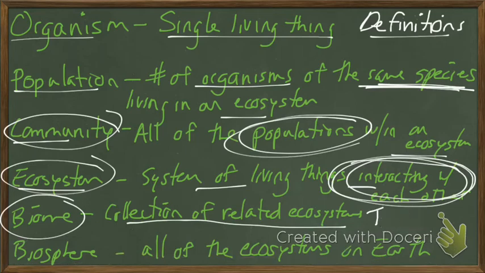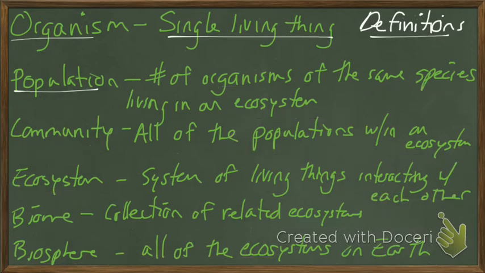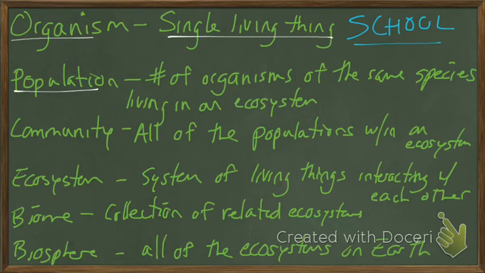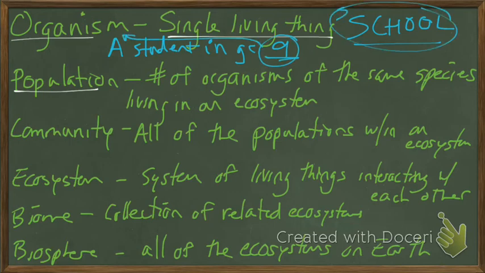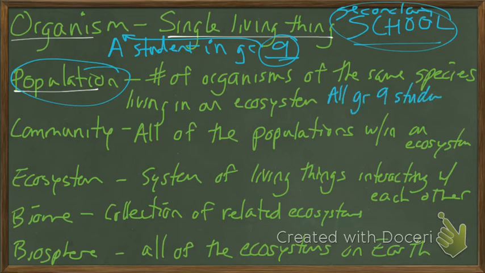I'm going to get rid of all these annotations that I've drawn on. Quickly, easy peasy. Now, I'm going to look at this from a school perspective. Okay? School. Did I spell that right? Man, spelling's off today. So, say you are a student in grade 9. You are an organism living in high school, secondary. All right? Your population would be all the grade 9 students. With me so far?